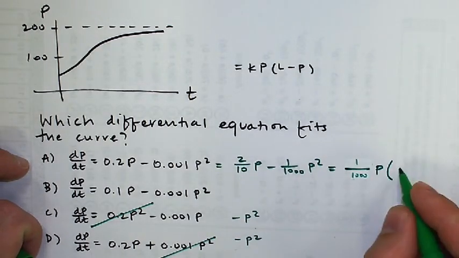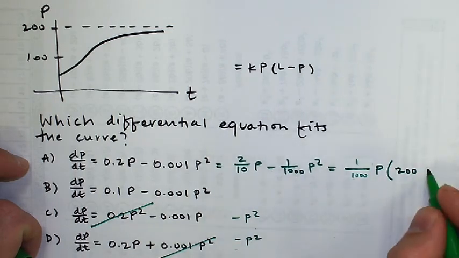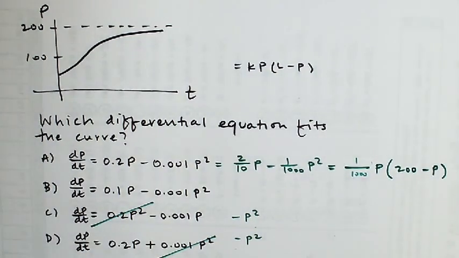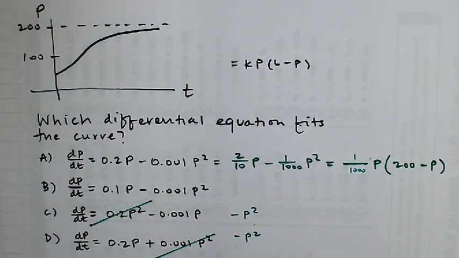So 2,000 divided by 10 is 200 minus p. That's still visible? Yes. Okay. What are we thinking? Are we thinking this has a good chance of being the answer? Yeah. Why? Carrying capacity. Yeah, the carrying capacity is 200. We get that from right here. I see that the carrying capacity is 200 from the given graph.